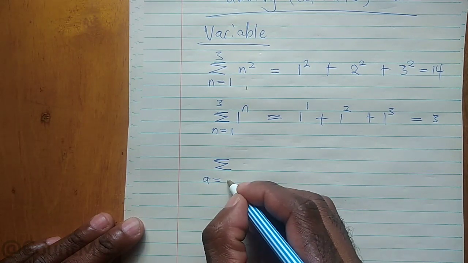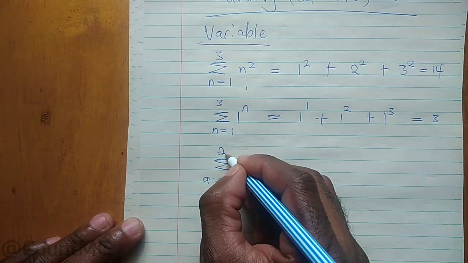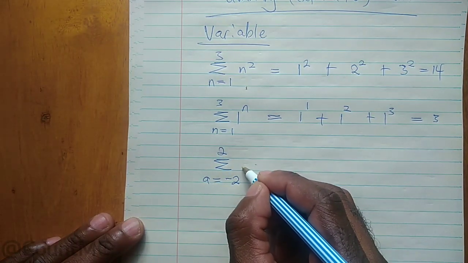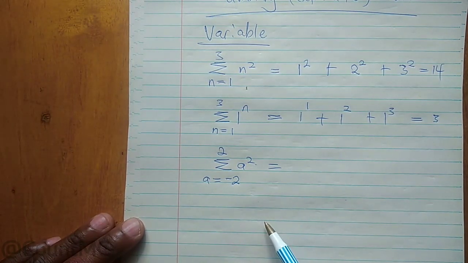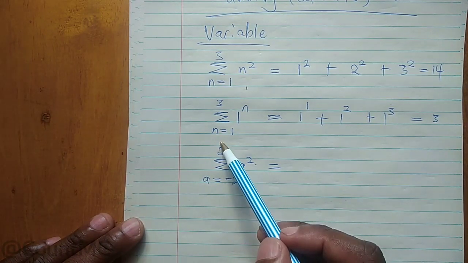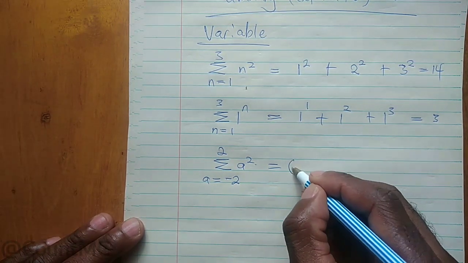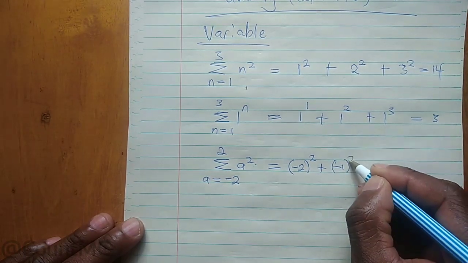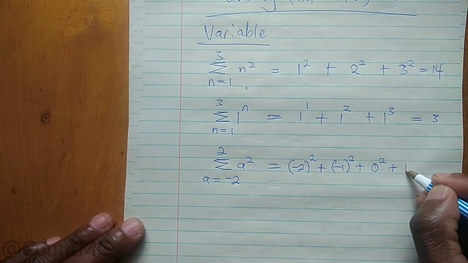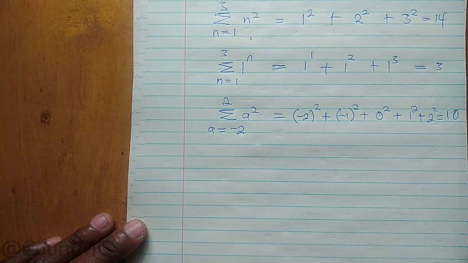This is called an index, so they can even change it and give you -2 up to 2, and they'll say a squared. So just start where they've given you and move one integer at a time up to the last. So this will be -2 squared for the first term, plus -1 squared, plus 0 squared, plus 1 squared, plus 2 squared. 2 is the last term. And when you add this, it is equal to 10. That is when you are given a variable.